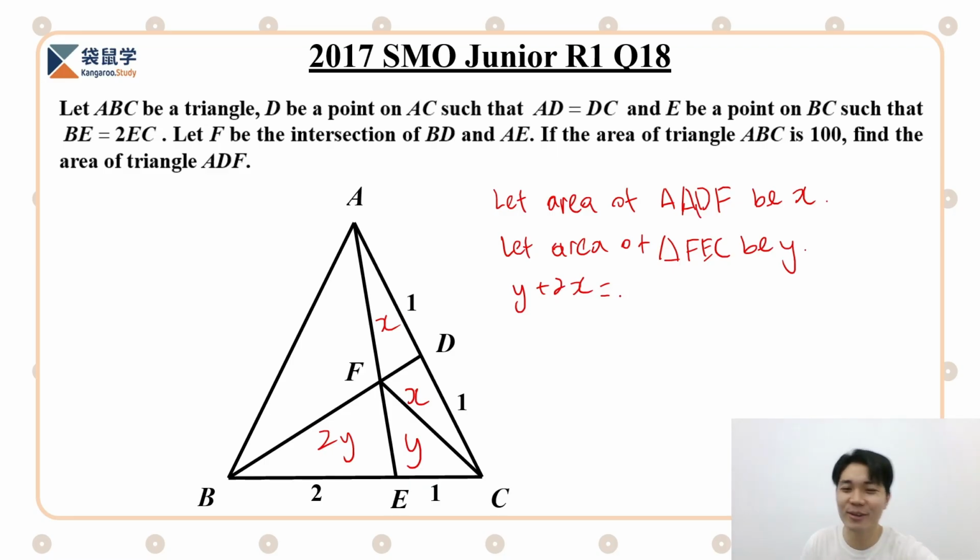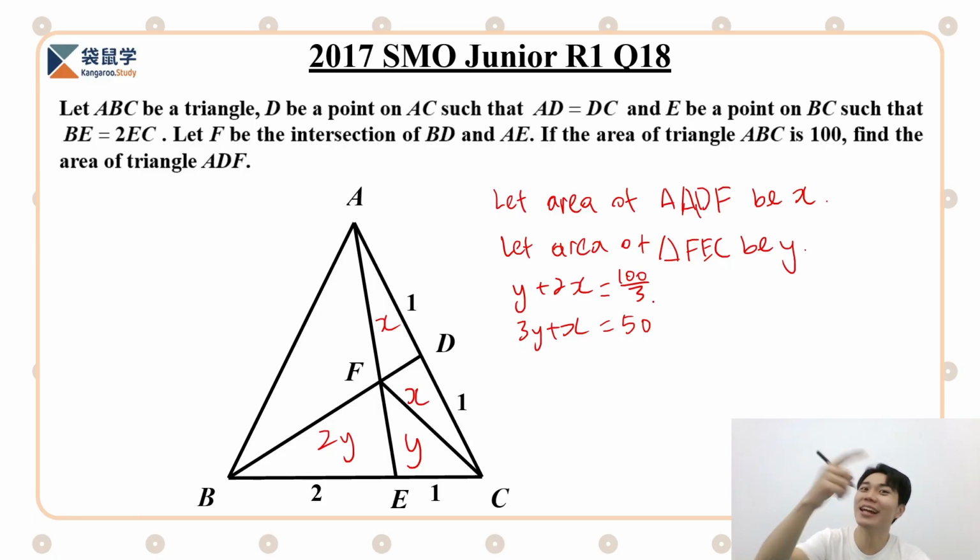It's 1/3 of the whole triangle. So it's 100/3. Yes. And next, we have the triangle BDC. It is 3Y plus X. This time it's half, so it's only 50. Yes. So, some of you might realize now, if you learn simultaneous equations, we can now solve it.